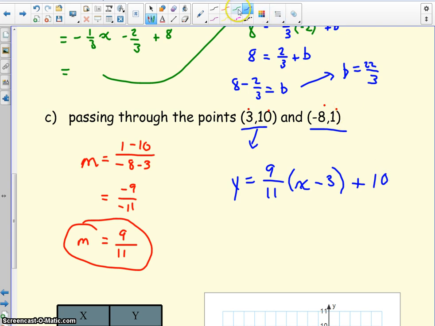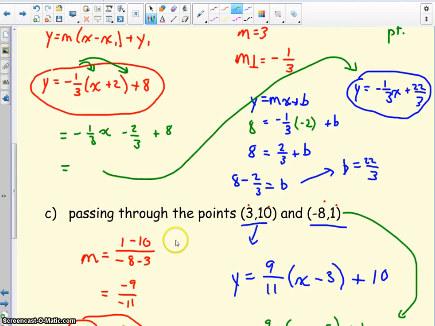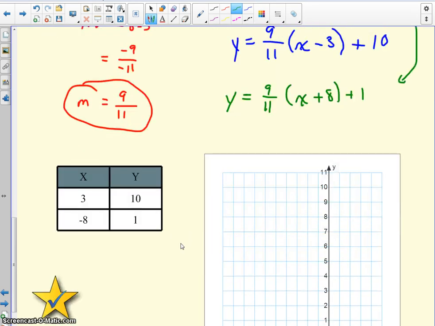Or if I wanted to use the second point given instead, I'd have y equals 9 over 11 times (x plus 8) plus 1. Okay. And that's 2 ways using point-slope form. If you want to use slope-intercept form, you can follow the same method you did up here. And if you want to check your answer, I'm happy to take a look at it with you later, see if you're on the right track.